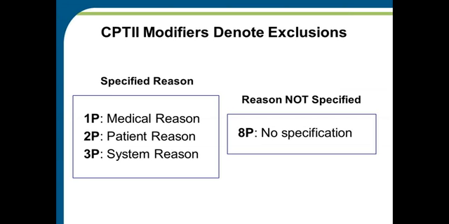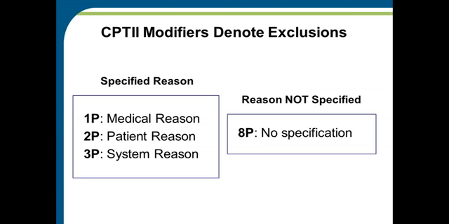So each measure may have a number of exclusions which are denoted by a CPT II modifier that you would find in the measure specification. So not all measures have a specified reason for excluding patients from reporting. The modifiers are 1P, medical reason, 2P, patient reason, and 3P, system reason. As we saw in the fluoro example, reason not specified is 8P.